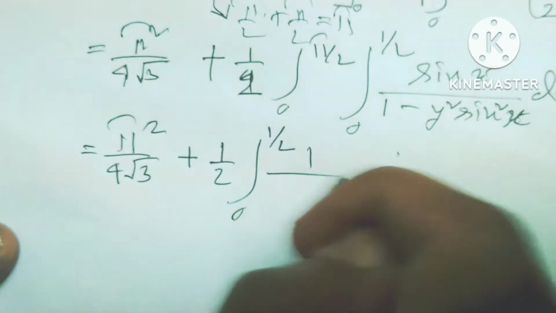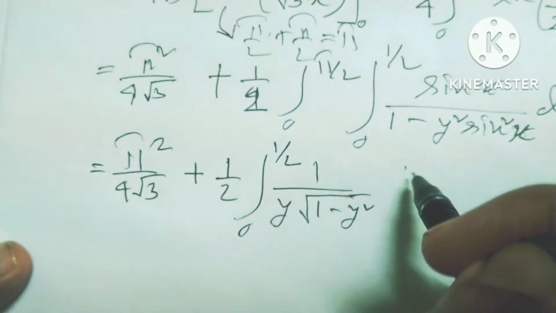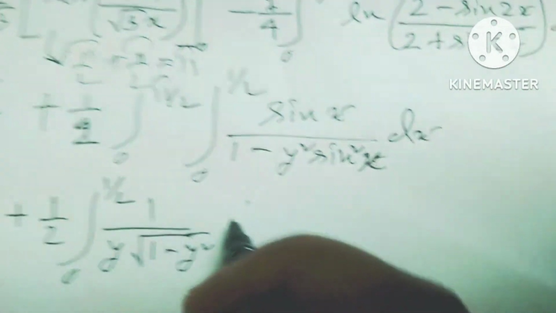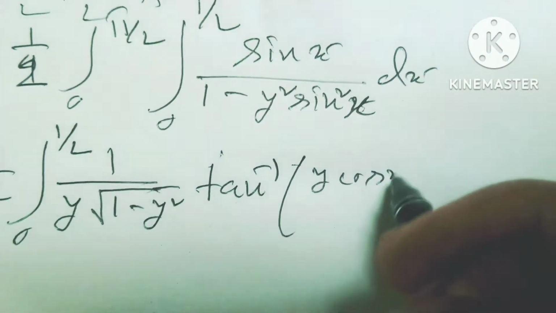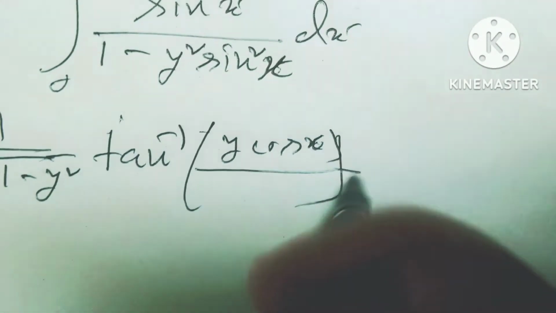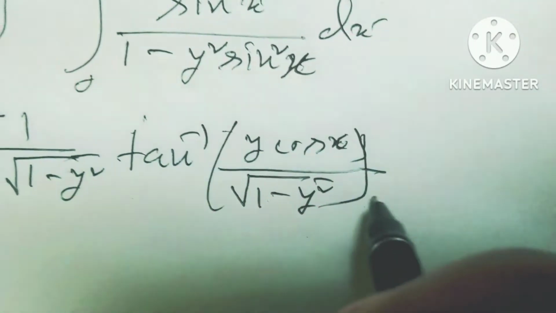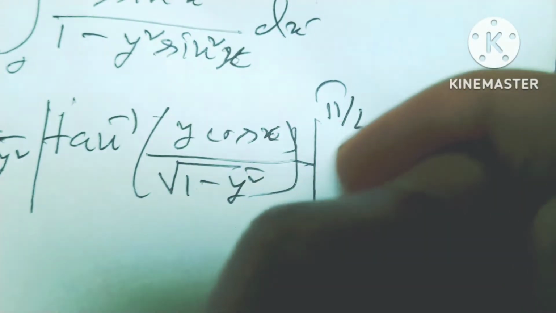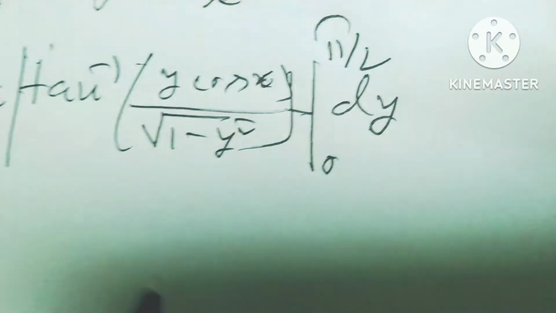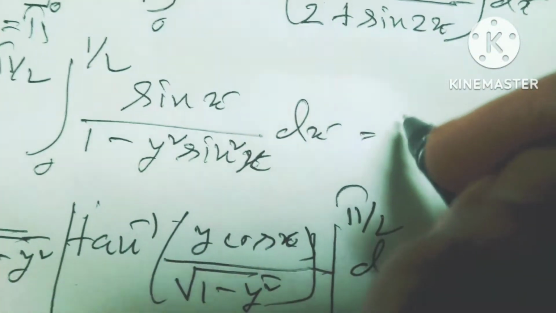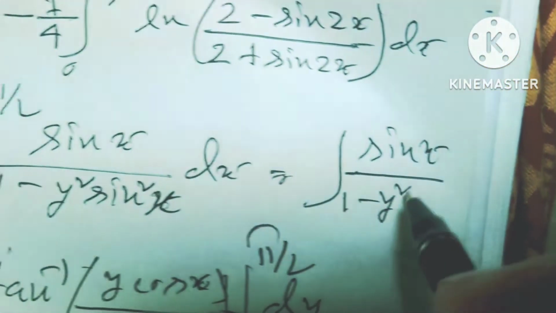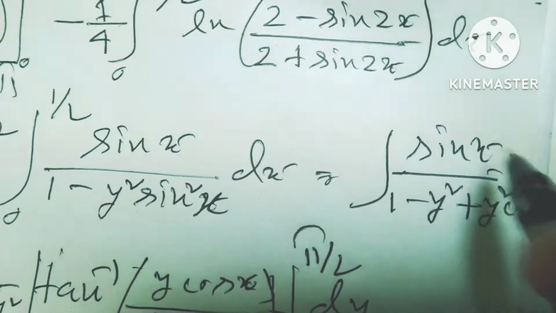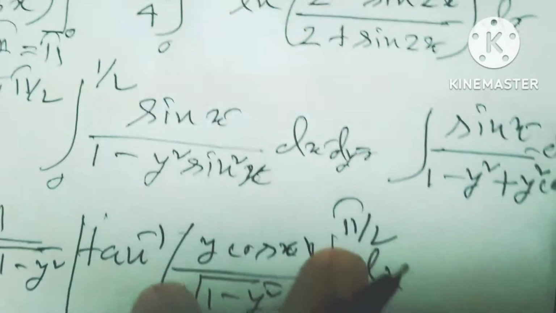integral 0 to half, 1 by y root over 1 minus y square, and tan inverse y cos x divided by root over 1 minus y square. So this is my integration 0 to pi by 2, and here I write dy. Must remember, here I have to do sin x divided by 1 minus y square plus y square cos square x, and after that I just use integration dx dy. Okay, so clear?